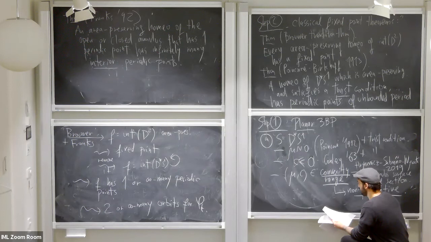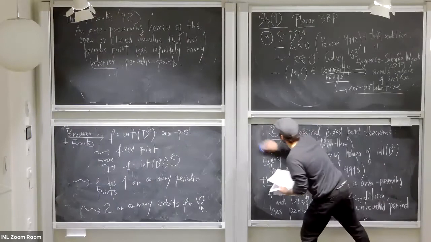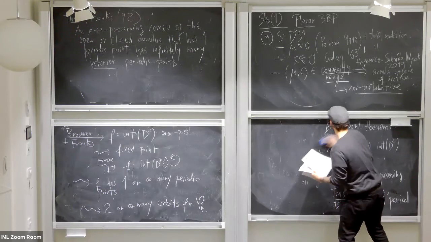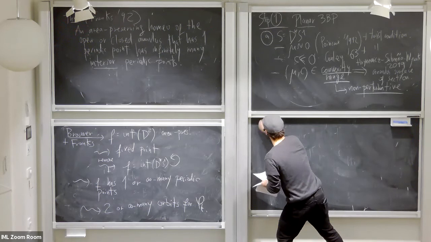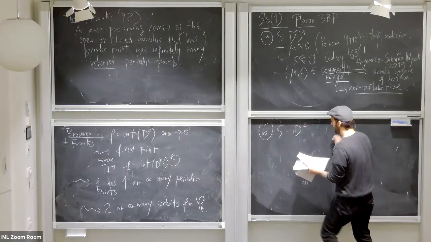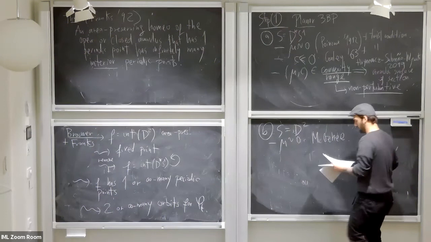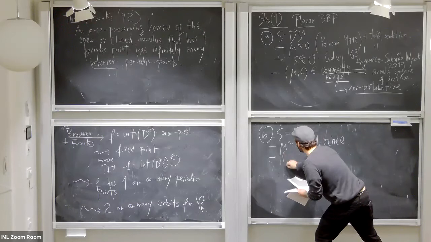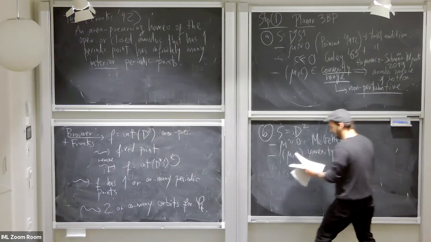And well, how about the case where you have a two disk? Space B, where mu is very close to zero. This was done by McGee. And the convexity range again. This was done by Albers, Fries, Frauenfelder, and van Koert, and Hofer.